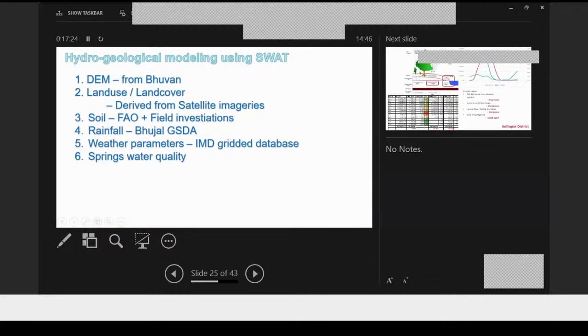We have done hydrogeological modeling using SWAT. We used elevation models and land use, land cover. We derived the soil from field investigation as well as the coarser-level data from FAO. Rainfall we got from Bhujal, that is GSDA, and for the state of Karnataka from WRD. For weather parameters, we took the needed database. We also have spring water quality data.